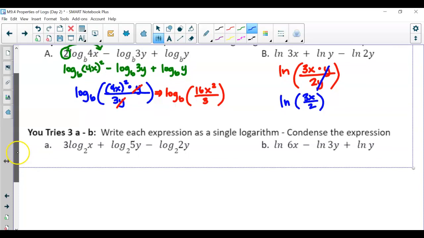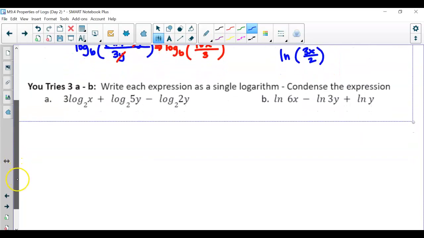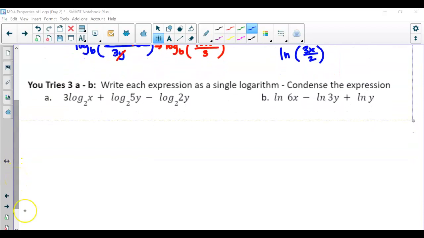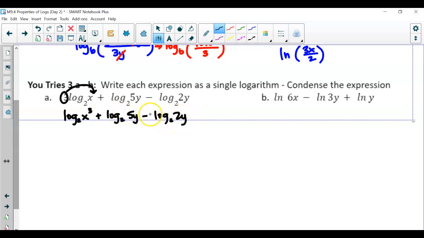So go ahead and pause the video and try these two U-tries on your own. And here we go. So again, notice you should have seen you had that coefficient of 3, which becomes the exponent. So log base 2 of x to the third plus log base 2 of 5y minus log base 2 of 2y. No other coefficients.